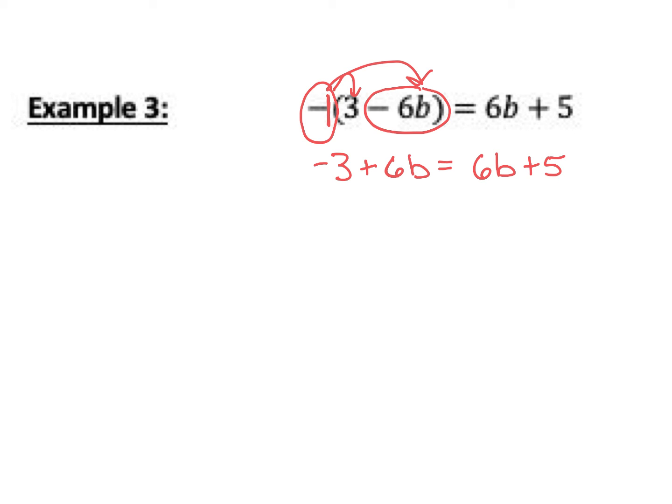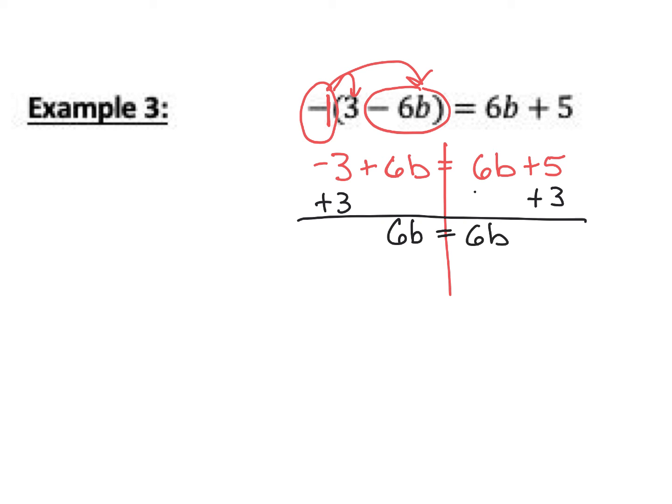Okay. And then again, I like to move my variables first. Actually, you know, let's move a number first and let's see what happens. Let's move that -3. So if I move that -3, I'm going to put a positive with it, right? And I'm going to have 6b equals 6b. So then positive and negative, we have 5 plus 3 is positive 8, okay?